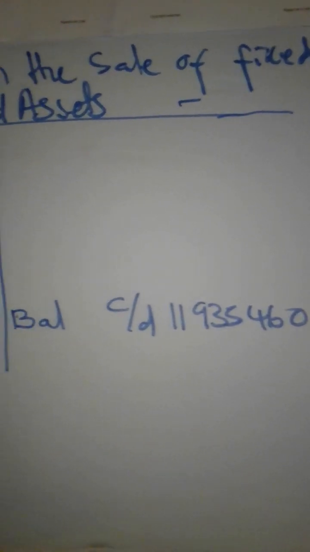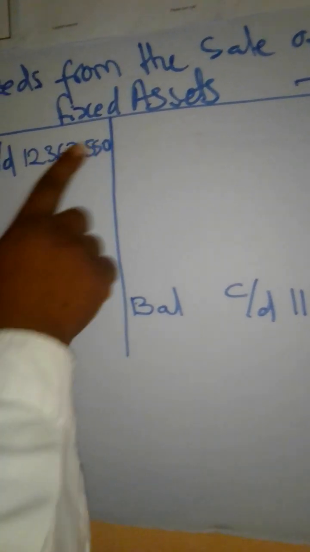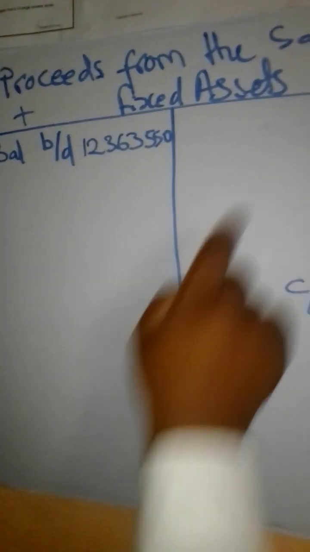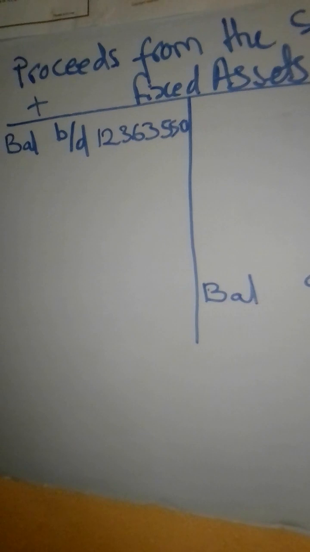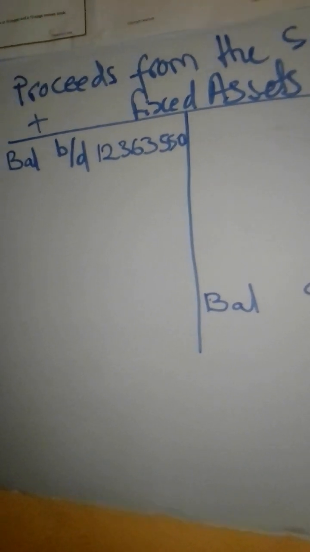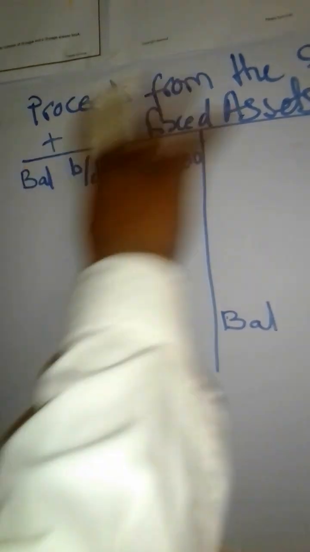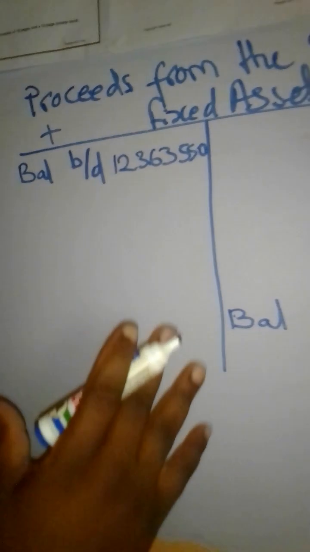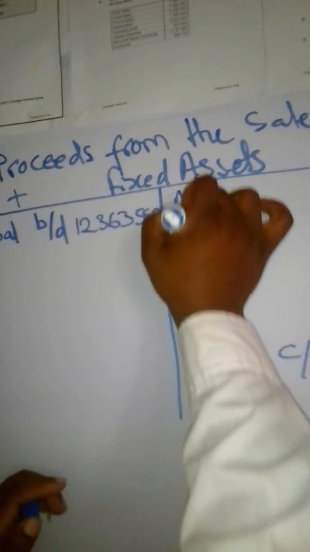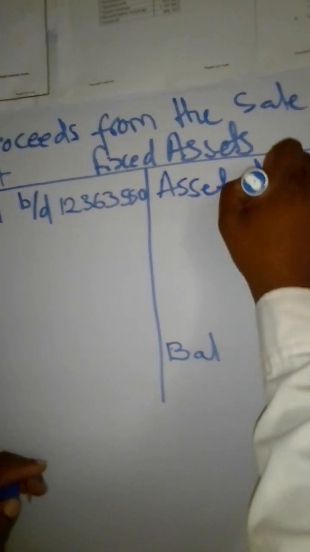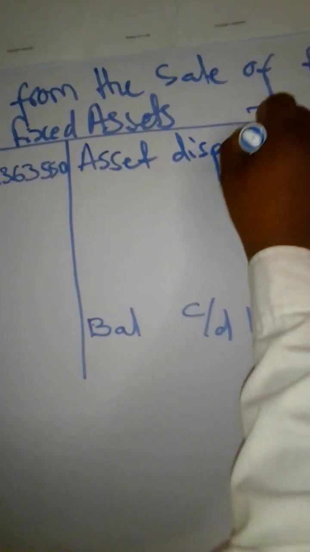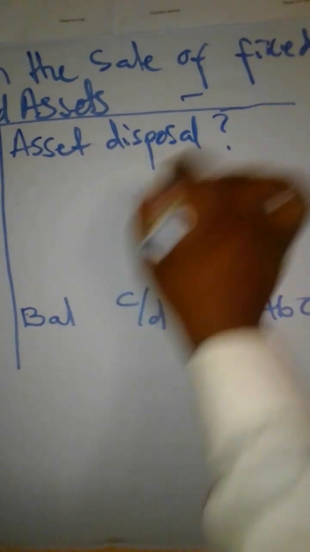Now we can identify. Remember what I said, items that increase this account go this side, items that decrease go this side. The first item that we are supposed to record is the asset disposal. The asset disposal itself, of course, decreases our asset. So anything that decreases an asset goes on the credit side. So we're going to record asset disposal here, which is the missing figure that we are looking for.